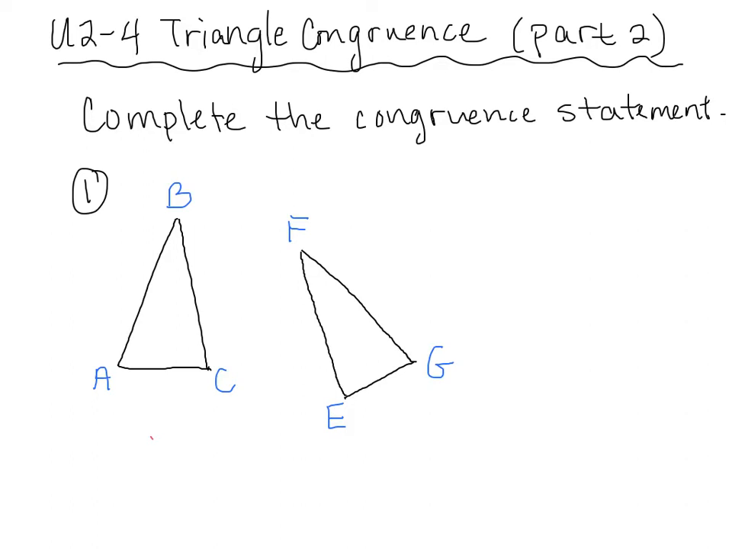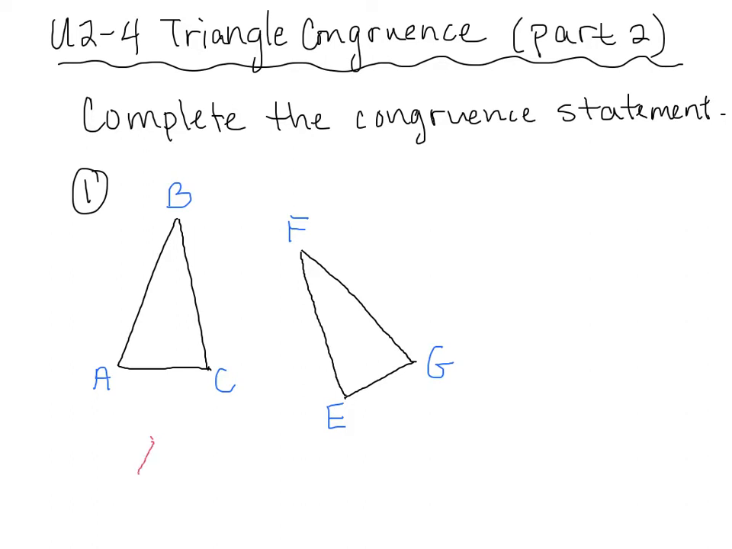Okay, so try to copy down this picture in your notes for example 1. We have triangle ABC, and then this other triangle EFG. And let's say they are congruent. Okay, you're going to be given that, and you're going to be given what's called a congruence statement that looks like this.